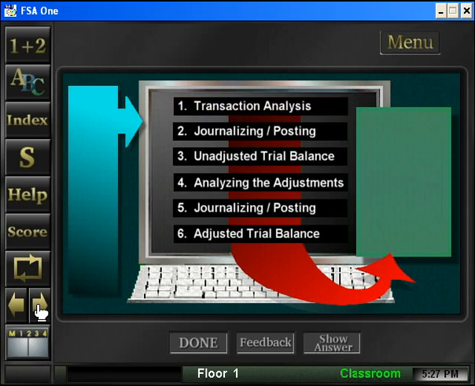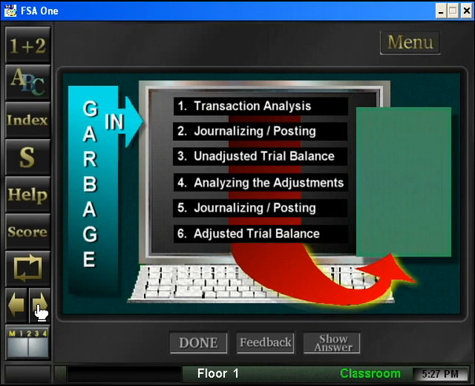Transaction analysis is very important because we need to correctly identify which accounts are affected by an event and accurately add or subtract from the appropriate accounts. Mistakes in transaction analysis lead to GIGO, garbage in, garbage out.